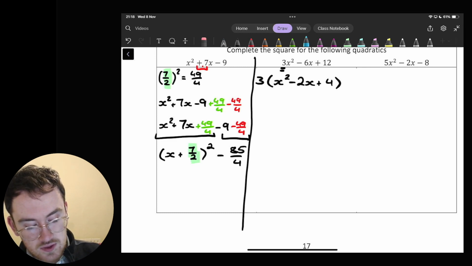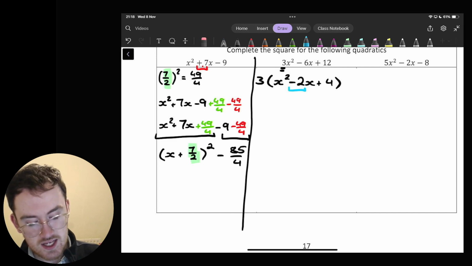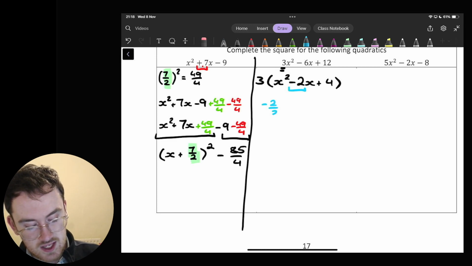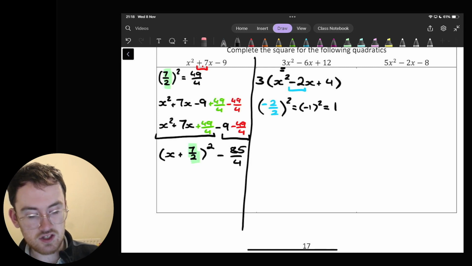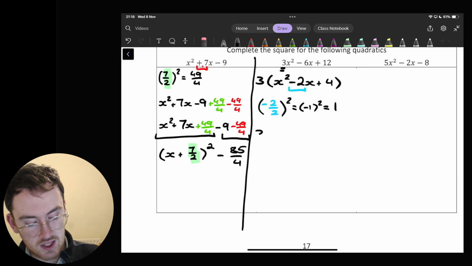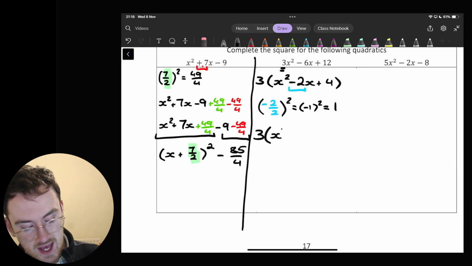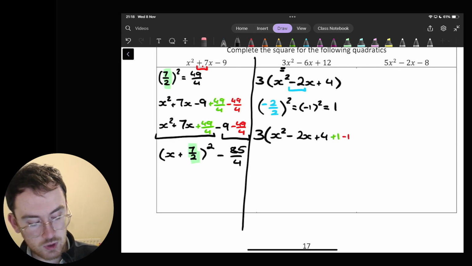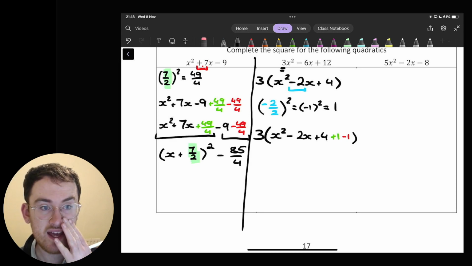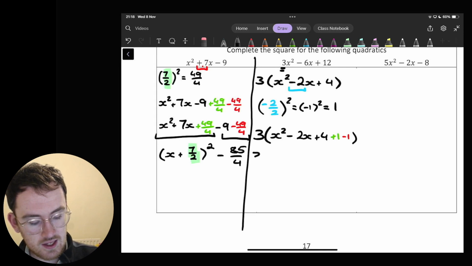Now I'm going to follow the same idea as I did already. I'm going to take the coefficient of x, divide it by 2, so minus 2 over 2, and I'm going to square it. Minus 2 over 2 is minus 1, so squared is just 1. So I am going to now add and subtract that within the brackets, so plus 1 minus 1, because we're working on completing the square inside that bracket. The 3 has been factored out. We're going to worry about that at the end.